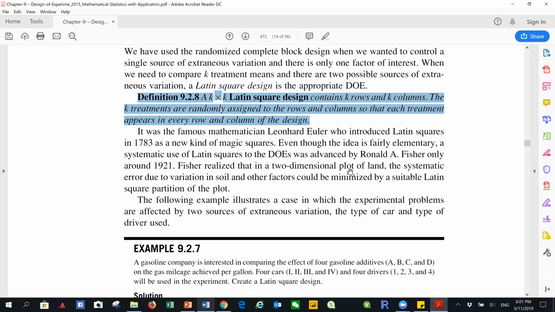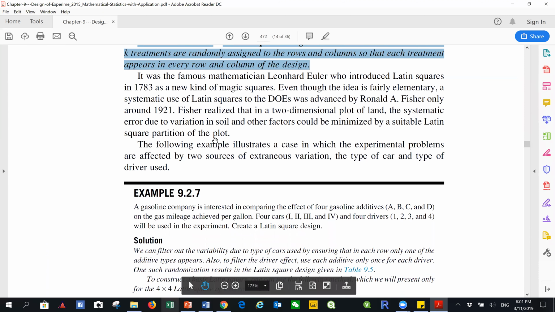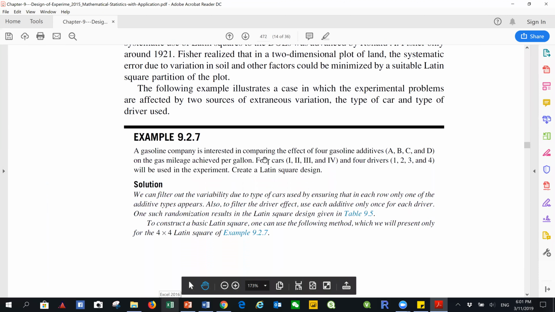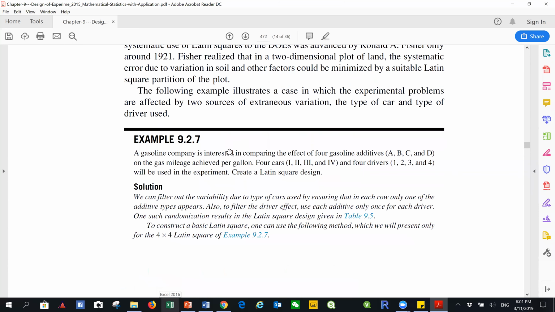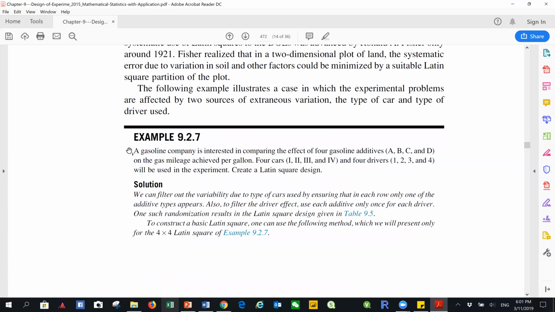Okay, so I will leave the history to you. So here, let's see how it goes. A gasoline company is interested in comparing the effect of the 4 gasoline additives A, B, C, D on the mileage achieved per gallon. 4 cars, 1, 2, 3, 4, and 4 drivers are used in the experiment.